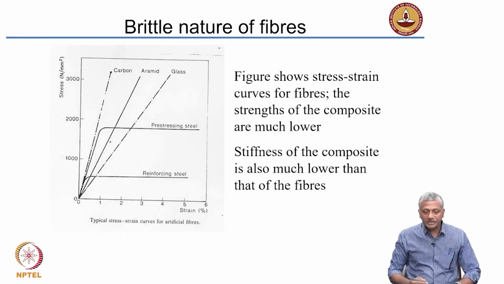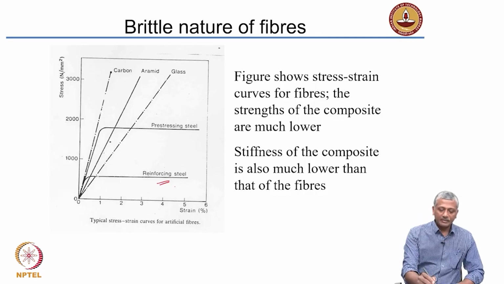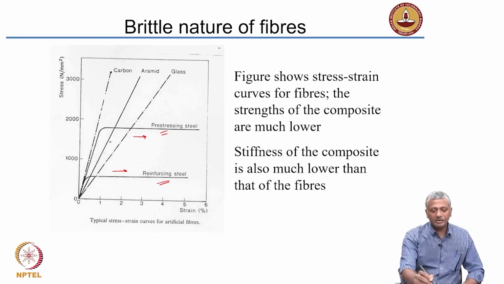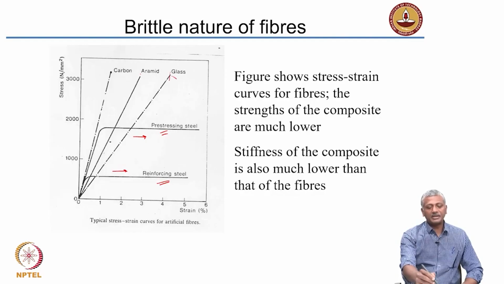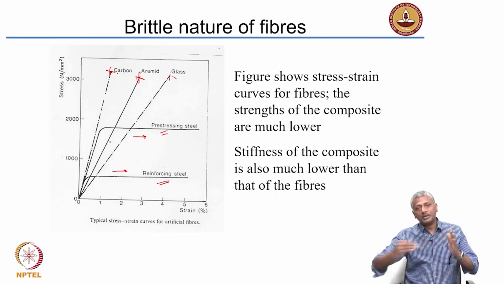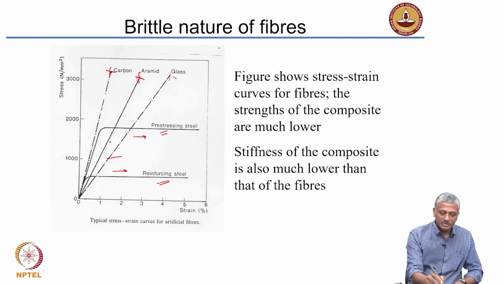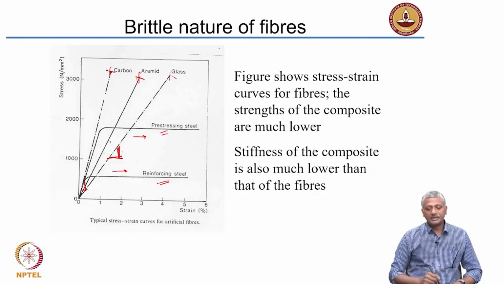Again, just to show the brittle nature, what I have shown you here is the behavior of reinforcing and prestressing steel. You can see that they have a very long ductile region of deformation, whereas fiber reinforced polymers simply break apart in a brittle fashion. There is no deformation, no ductile elongation of the material. Stiffness, which is the slope of the stress strain graph, is also lower than that of steel. Steel has a high stiffness, whereas glass fiber reinforced plastic has a low stiffness.